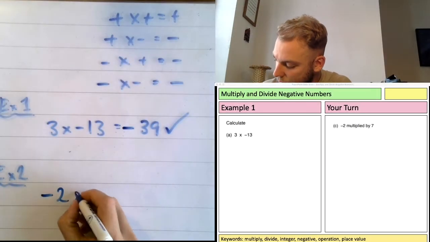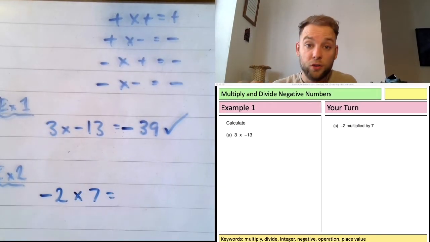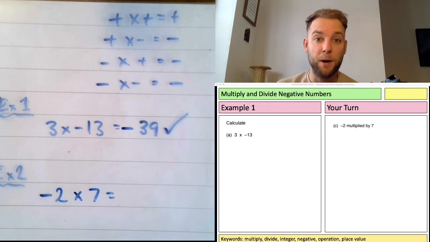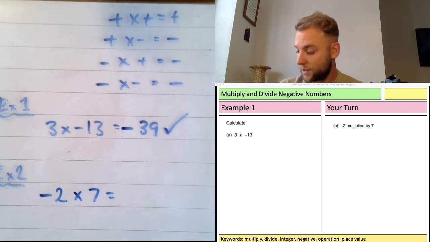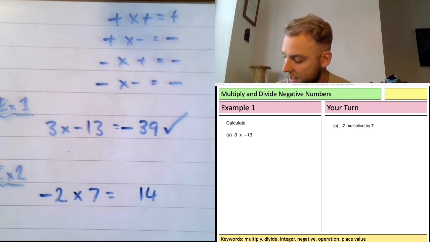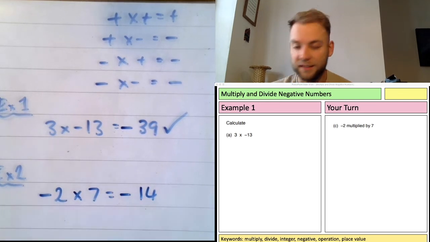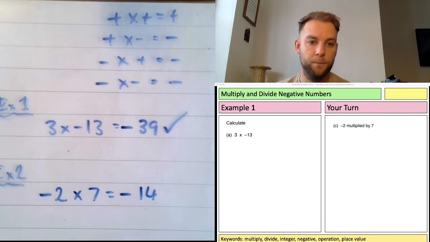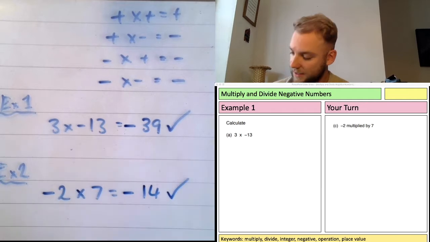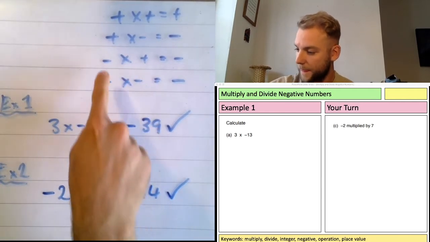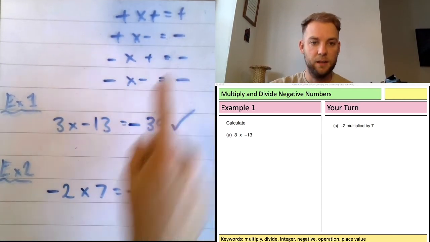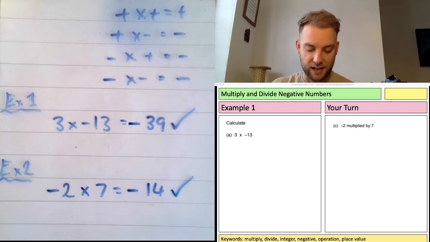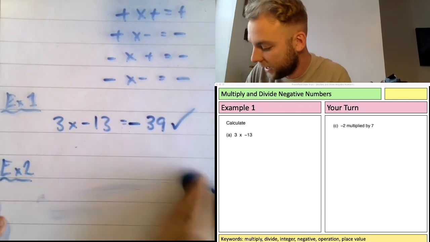So negative 2 times by 7. Deal with the numbers first, then think about whether it's positive or negative. So 2 times by 7 is 14. Negative times by positive is a negative value, like so. Brilliant. So, negative 14. Negative times by positive is a negative value. Perfect.